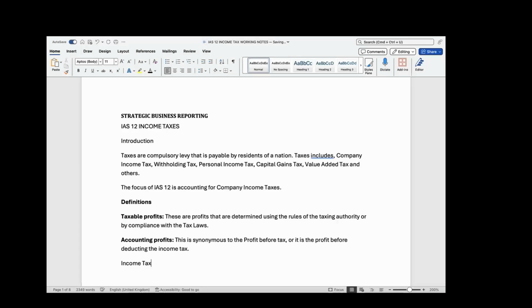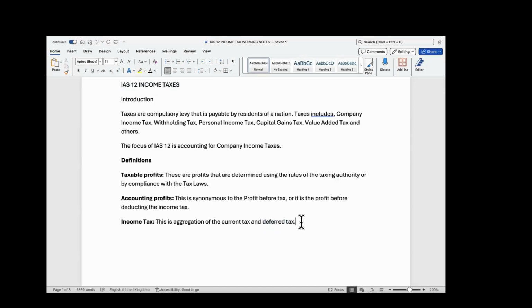Also, there is then income tax. Income tax is the aggregation of the current tax and deferred tax. And coincidentally, this standard is talking about income taxes. So when we say income tax, we are talking about a combination of both current tax and deferred tax. Together, they make up the income tax. Having known that income tax is current and deferred tax, that means everything I want to teach you today is all about current tax and deferred tax.